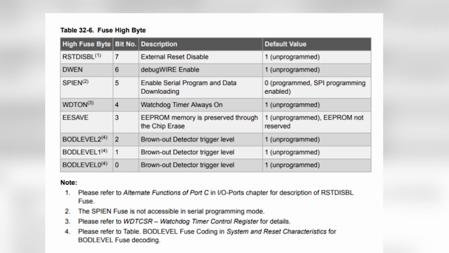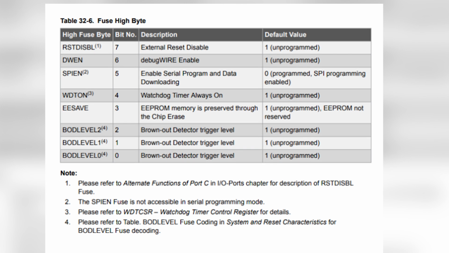Here's the high fuse byte table. Suppose we want to enable the reset pin, disable debug wire, and enable serial programming. What values do we put in those positions? How long did it take you to figure that out, and how confident are you that you got it right?